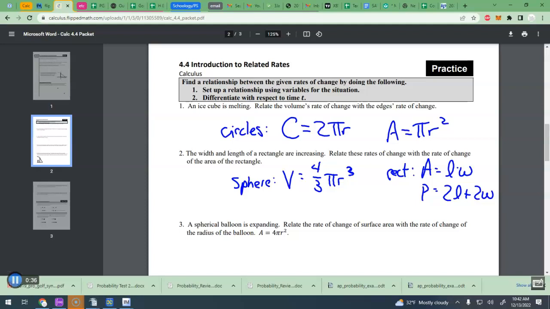Did you say what's L and W? This is loser and winner. Guess which one you are.